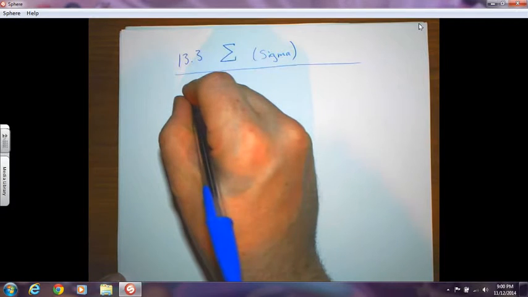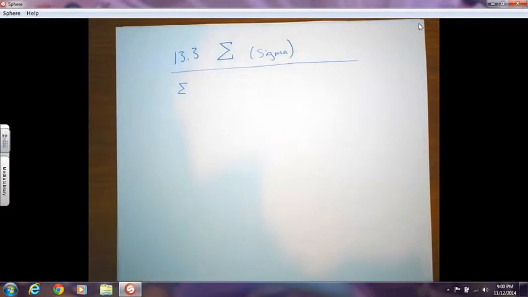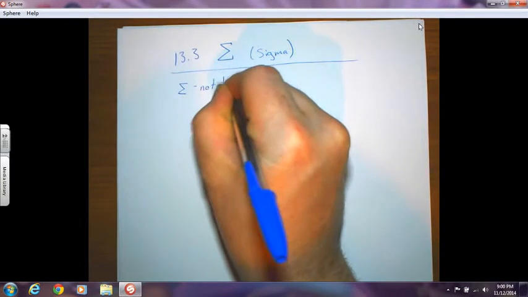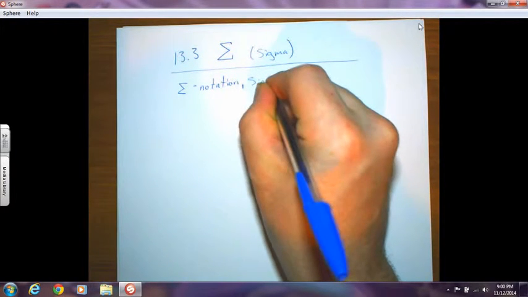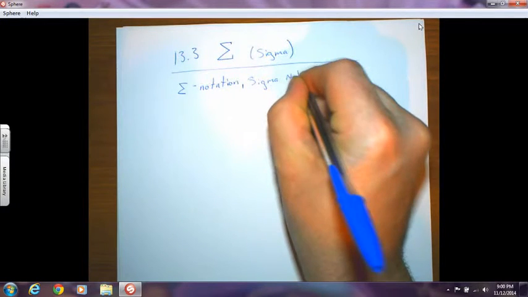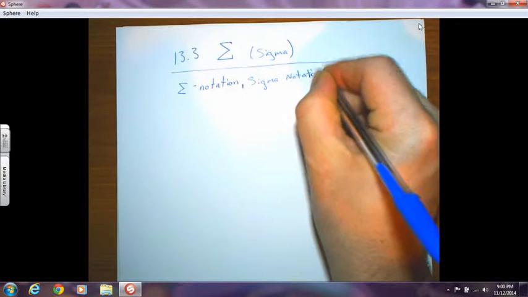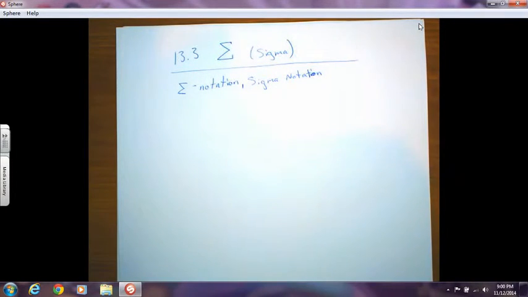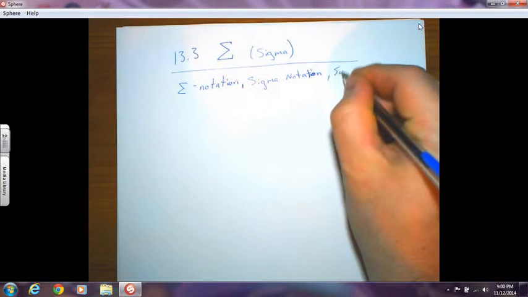So we'll usually see sigma referred to as sigma notation or summation notation. So we've got sigma notation or summation notation.